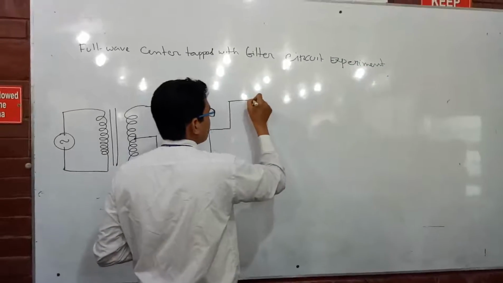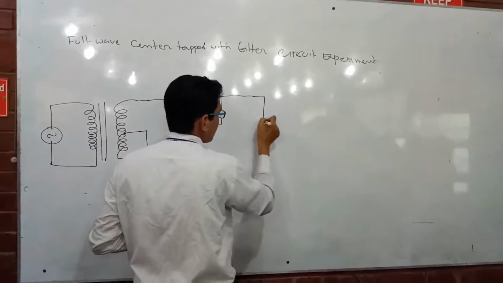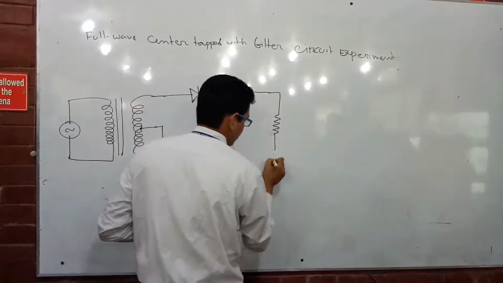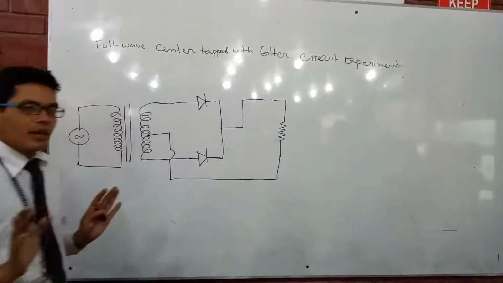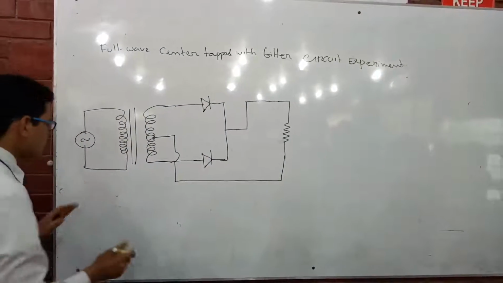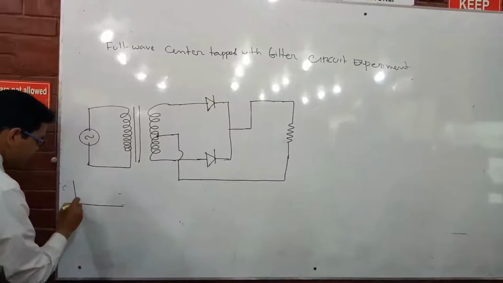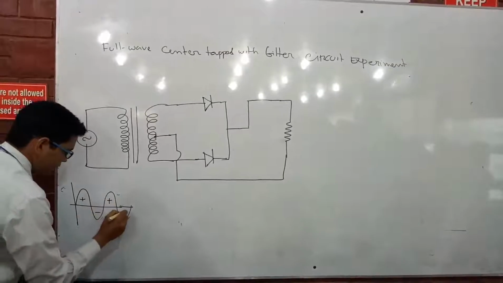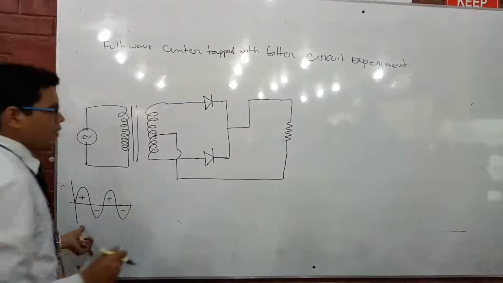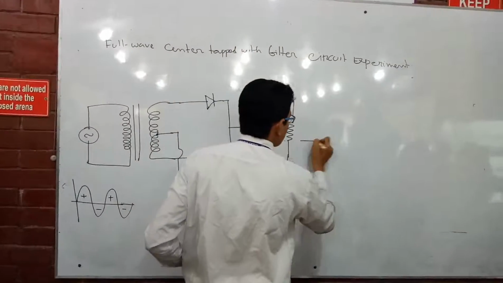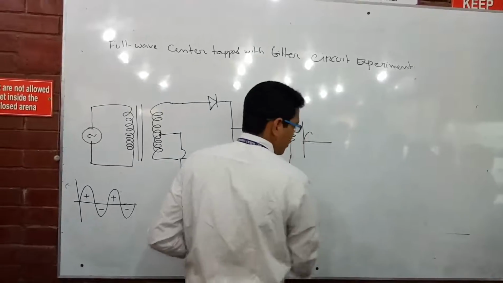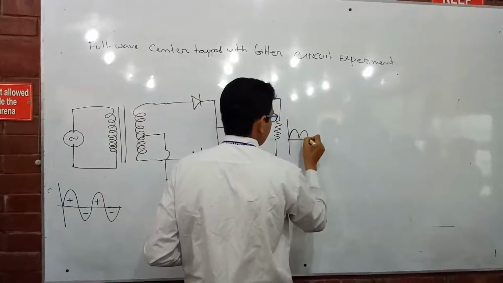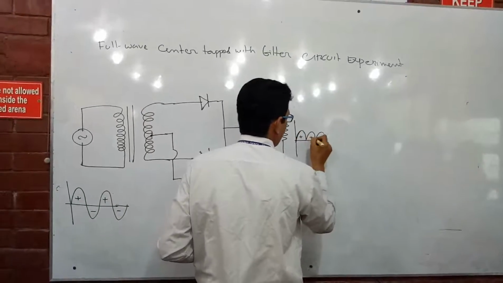Then we'll have the resistor connected. Up to this is a full wave rectifier, full wave center tap. So once we have input like this here, then we'll see an output like this here. This would be the form of the output.